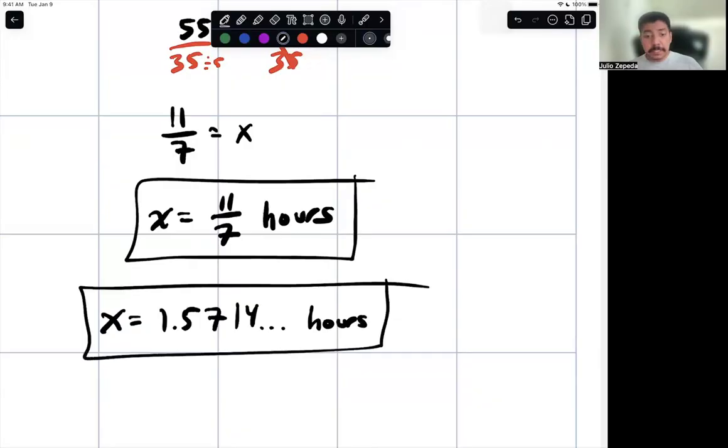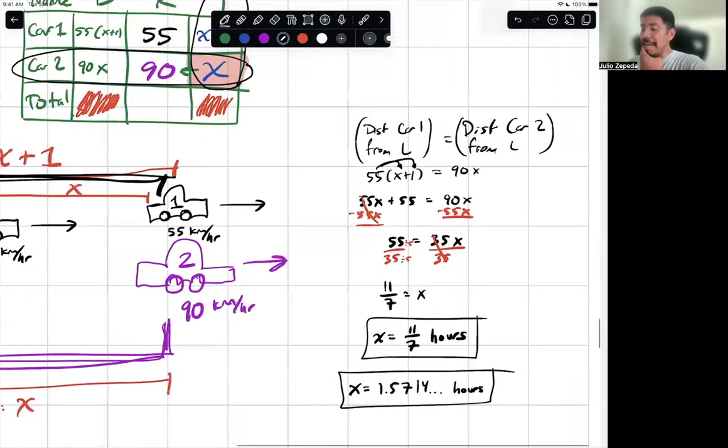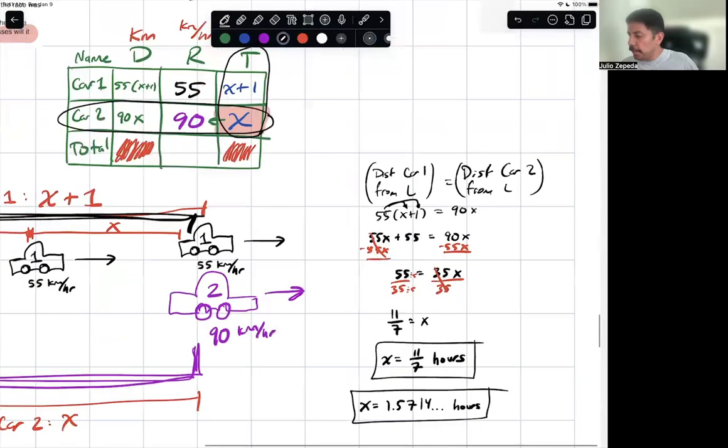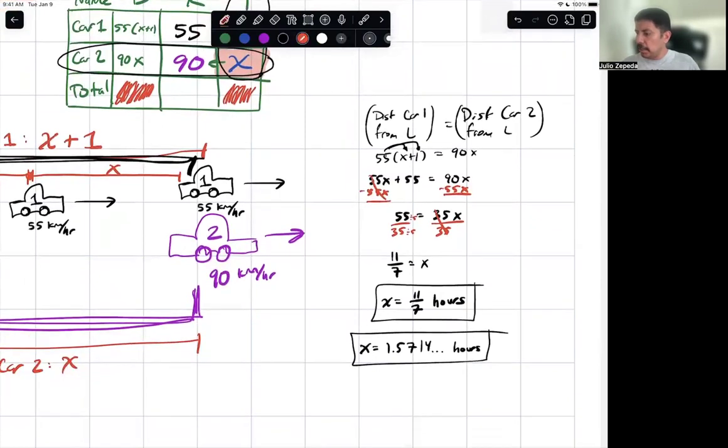Now, if you wanted to check this, suppose you wanted to check your answer, you could just find out how much distance each of the cars travels in this amount of time, when x is equal to 11 over 7. Well, you can find that out. I'll write it here very quickly. Let's see if we can do it without a calculator. 90x is the amount of distance that car 2 travels. So 90 times 11 over 7, that is going to be 90 times 11 over 7.